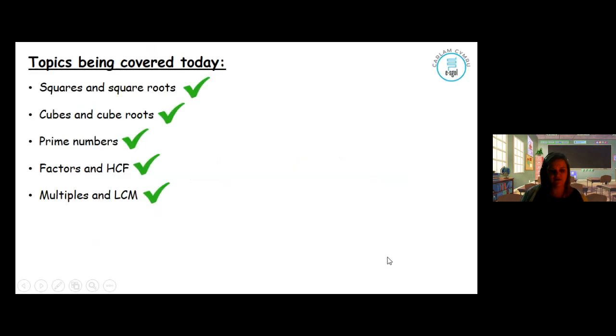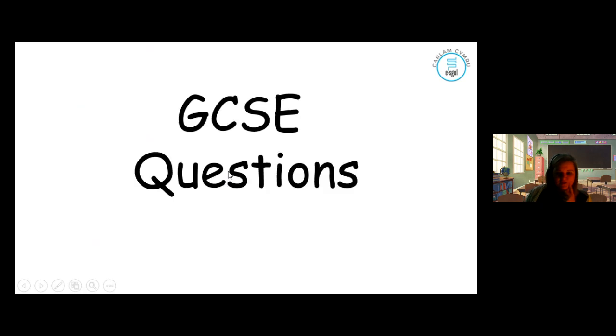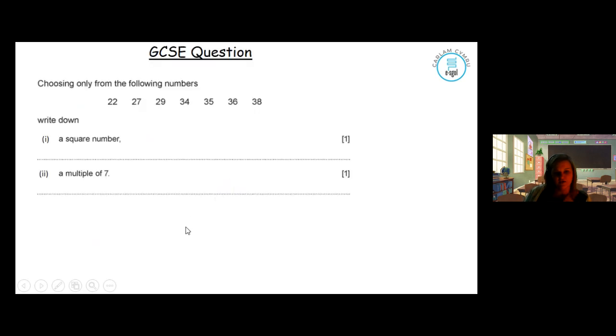Right then, so we've covered our 5 topics. So what I want to look at now are a few GCSE questions based around the 5 topics that we can see here. First one, okay, choosing only from the following numbers. So here's our list of values. Write down a square number and then a multiple of 7.